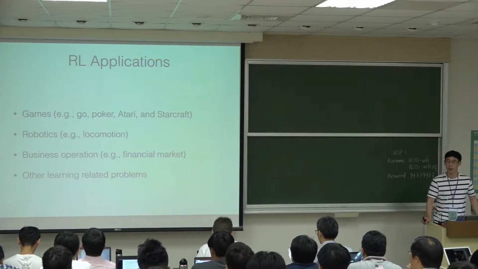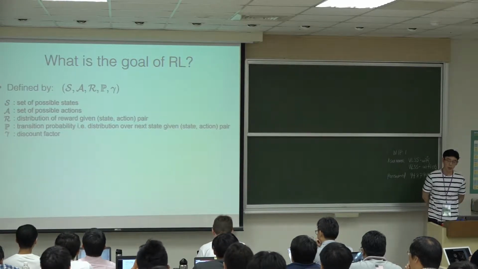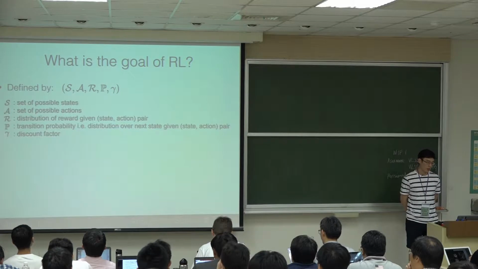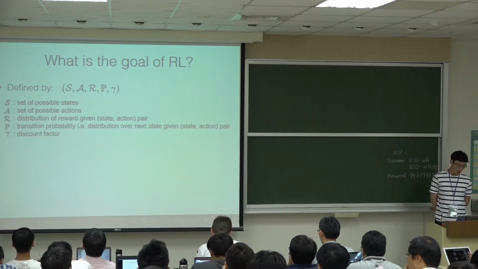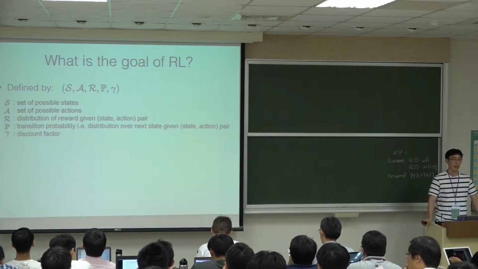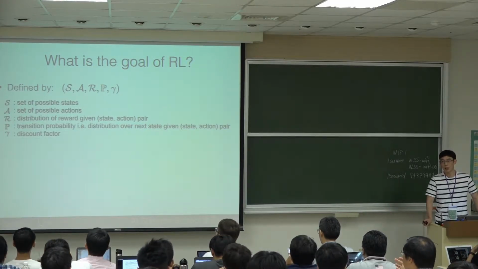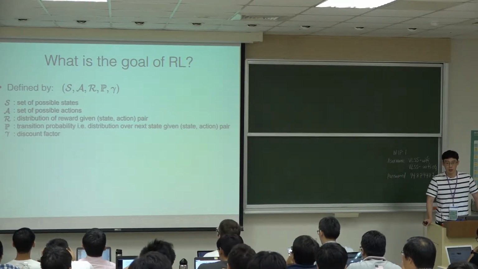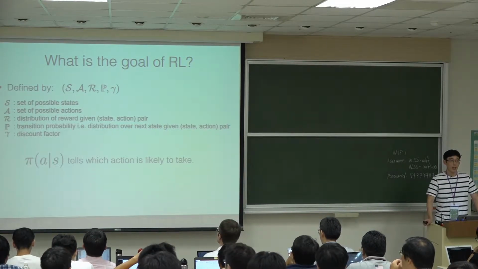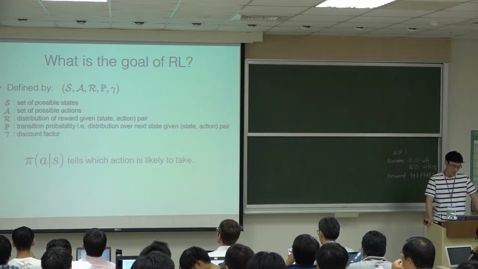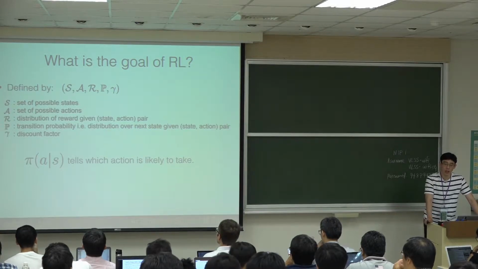I also talked about some standard RL applications, as well as the Markov property, where we have the definition of state, action, and reward, and transition probability, as well as the discount factor. Here, I would like to emphasize that the reward and discount factor are typically what humans define to train the reinforcement learning algorithm. And pi, action given state, essentially tells which action you should take as the agent.